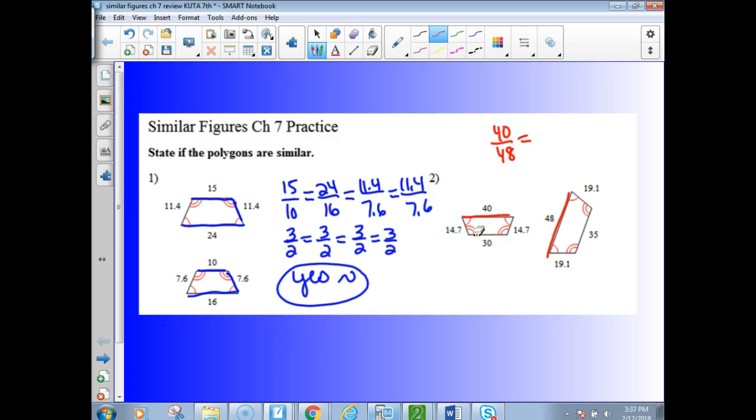The second one, we would compare the 40 here to the 48. That needs to be the same as the ratio of 30 to 35. Which needs to be in the same ratio as 14.7 is to 19.1. And that repeated as well on this one.